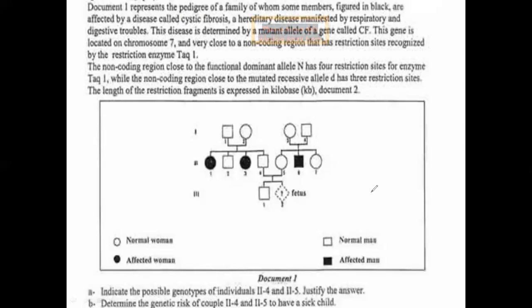Every revision session, I'm going to discuss with you some of the questions related to genetics, to talk about these questions and discuss them together.